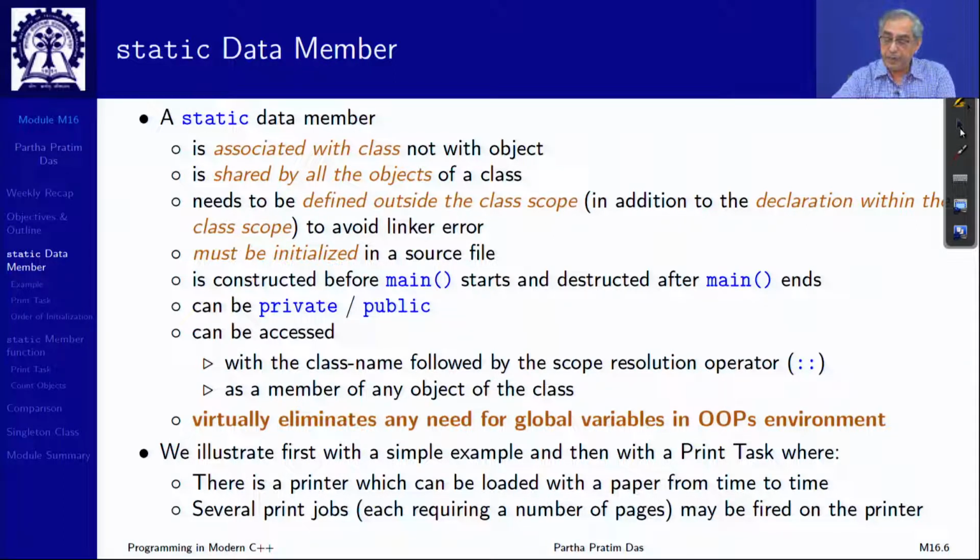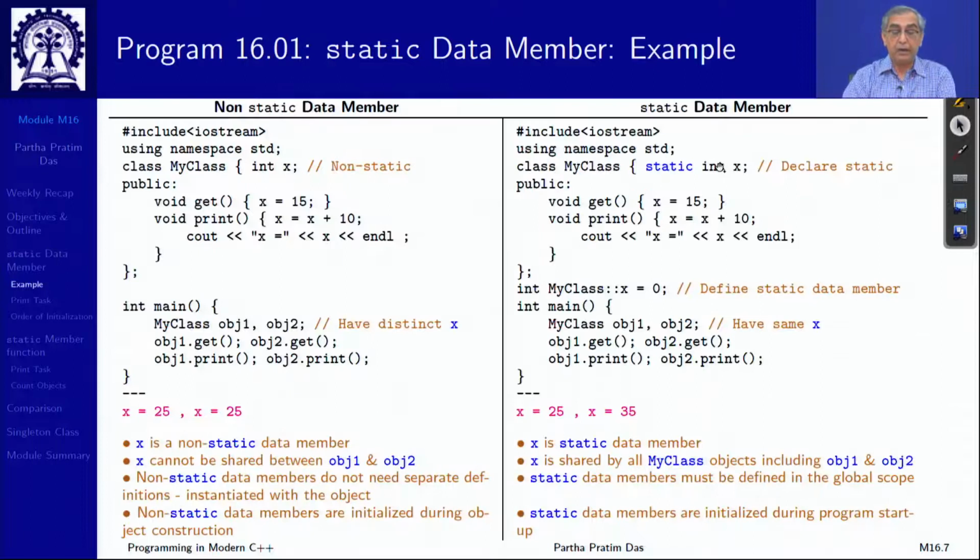So, this is the basis of this requirement. So, we do the design like this. First we show you a simple example, and then we go to that print job. Let us say this is a simple example. I have a class, my class, which has a non-static member x. So, I can do a get, I can do a print, right.